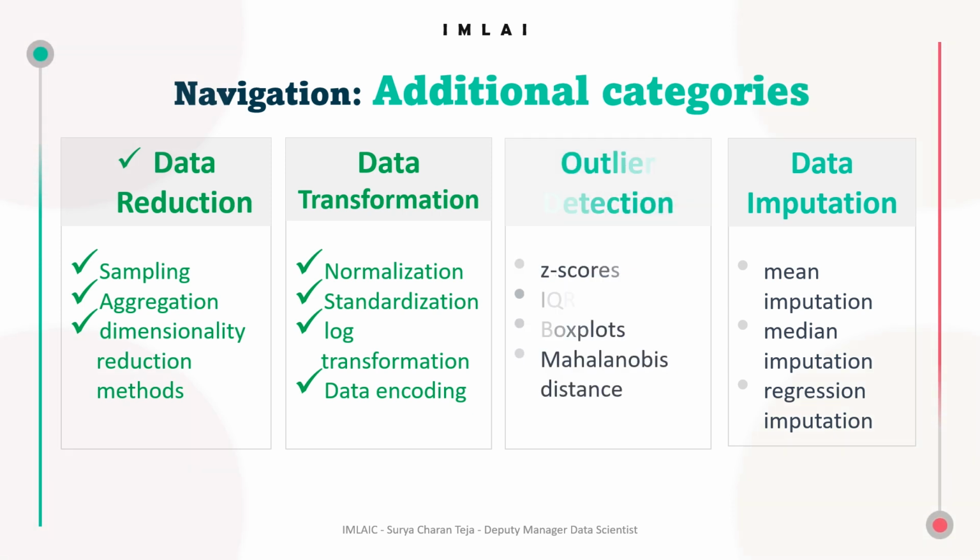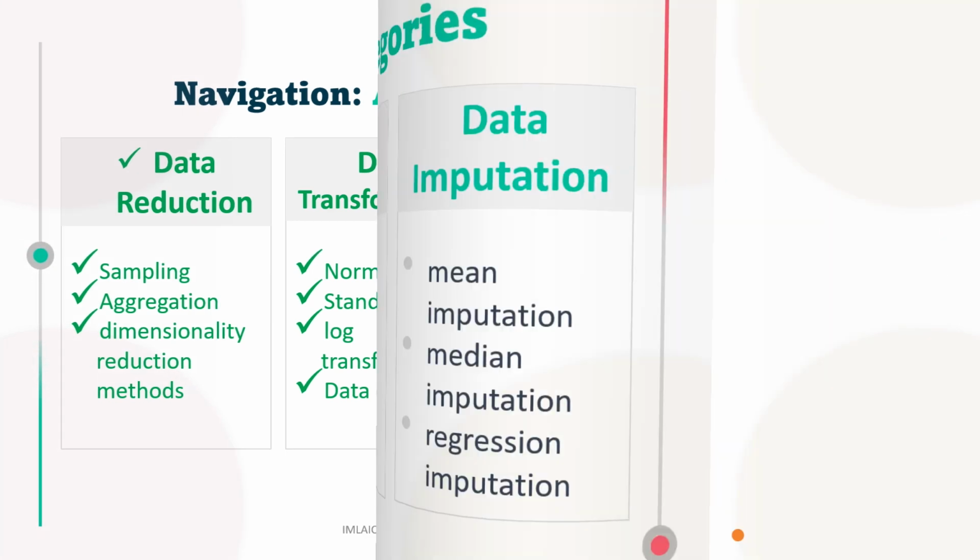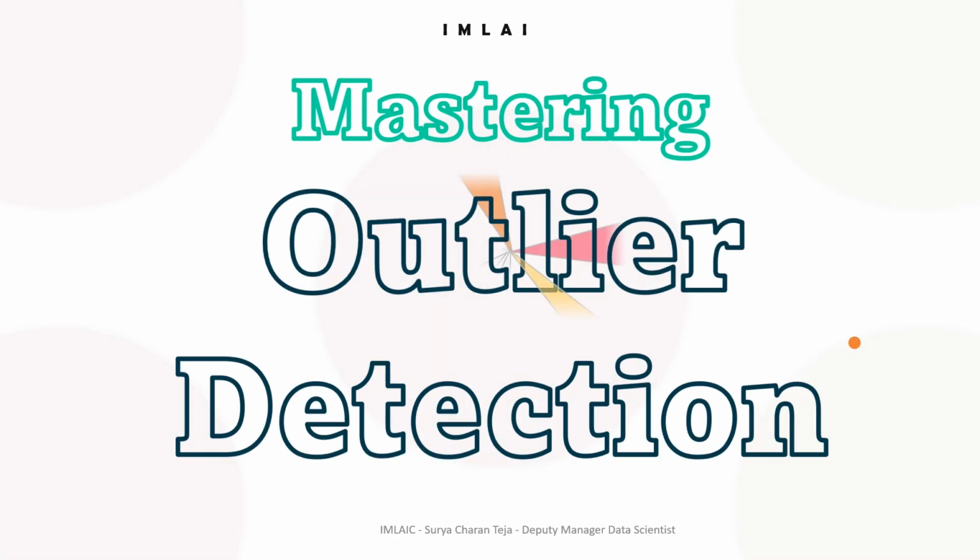They are outlier detection. So in outlier detection, we will be looking into the Z-scores, IQR, box plots, Mahalanobis distance. So now the question arises, what is outlier detection itself? Outlier detection techniques are used to identify and handle unusual or anomalous observations in a data set that deviate significantly from the rest of the data.